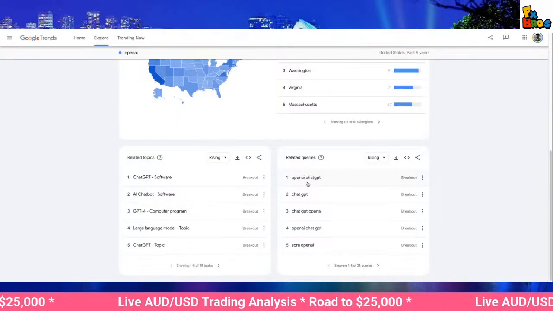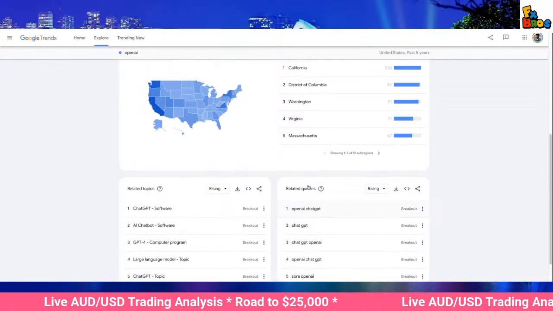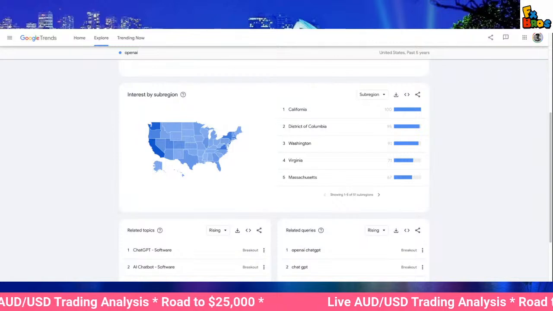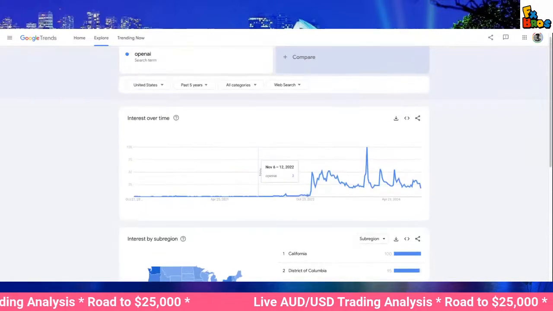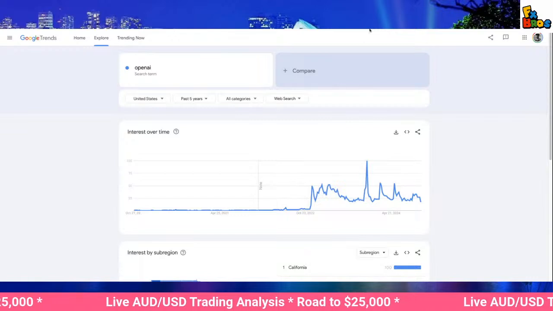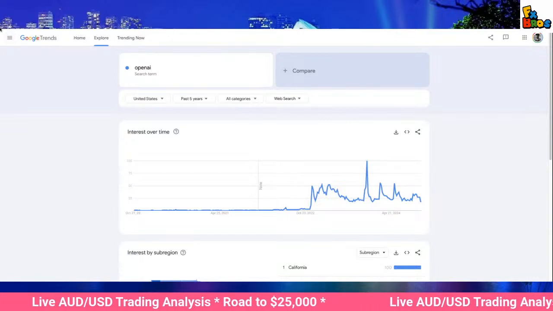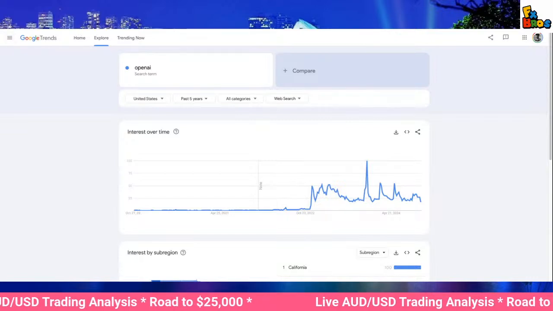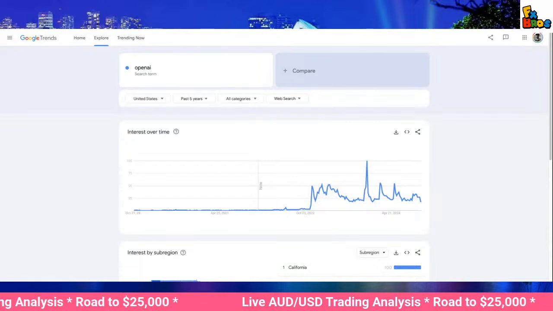That's a positive breakout. Well, they're pretty much the same thing. People are just trying to see who's the owner. Why is it ChatGPT? Is it OpenAI? That's probably people trying to see if they've got a stock and stuff like that.